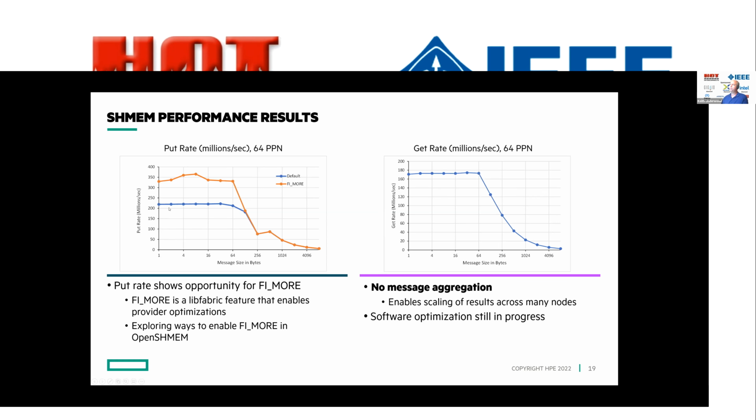200 million messages per second. In the default case, we top out over 350 million messages per second using FI_MORE, and that's out past 64-byte messages where it starts to taper off because it saturates the bandwidth. On the get side, it's up near 180 million messages per second, which is a pretty solid get rate. We don't have FI_MORE implemented for that yet.